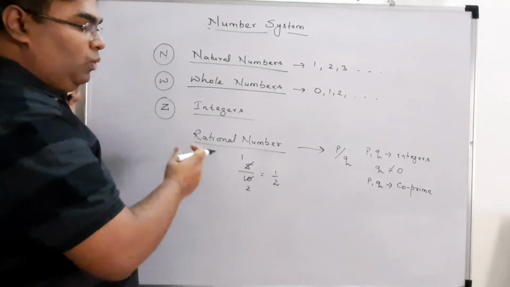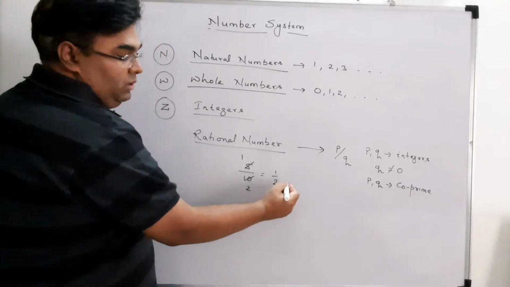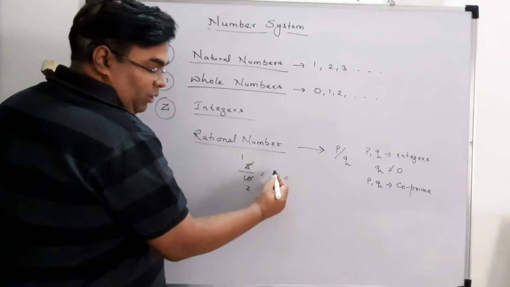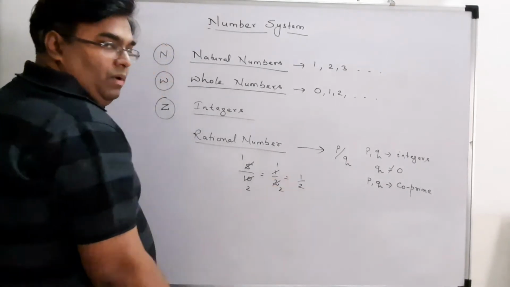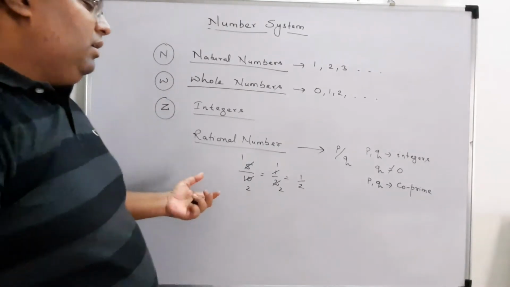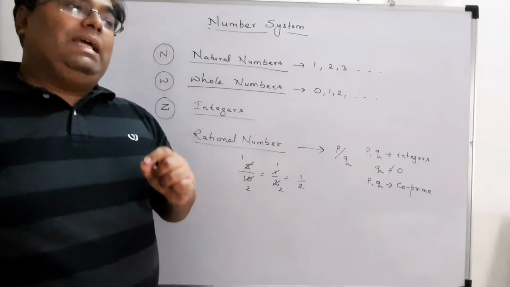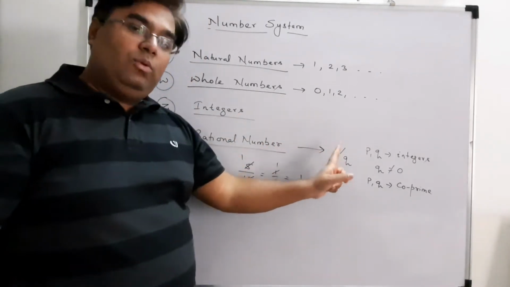So this number 5 by 10 can be reduced to the standard form 1 by 2. Now if you want to reduce it further, nothing can happen, right? Now you say that 1 can divide both of them. So if I divide these numbers by 1, you will get the same number, 1 by 2. So it cannot be reduced further. So this p by q is basically in standard form. It means only 1 can divide both of them.